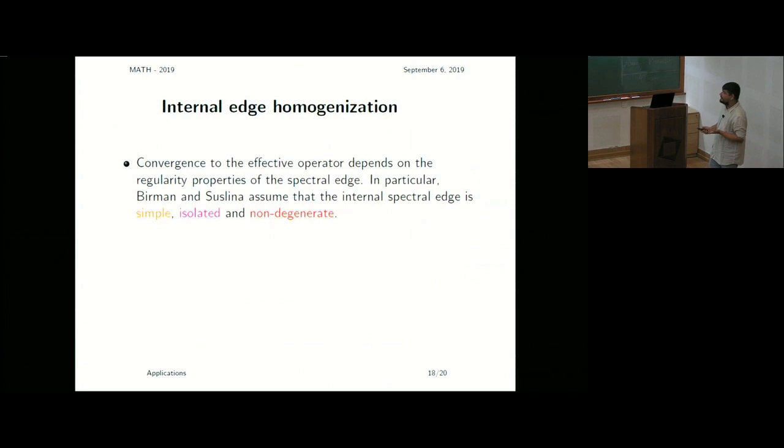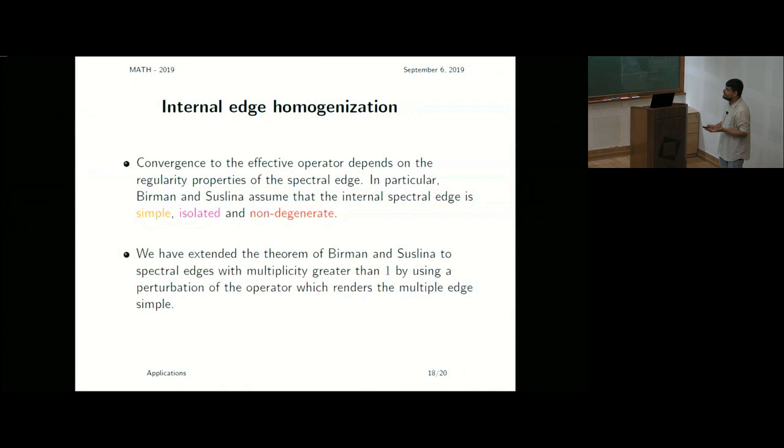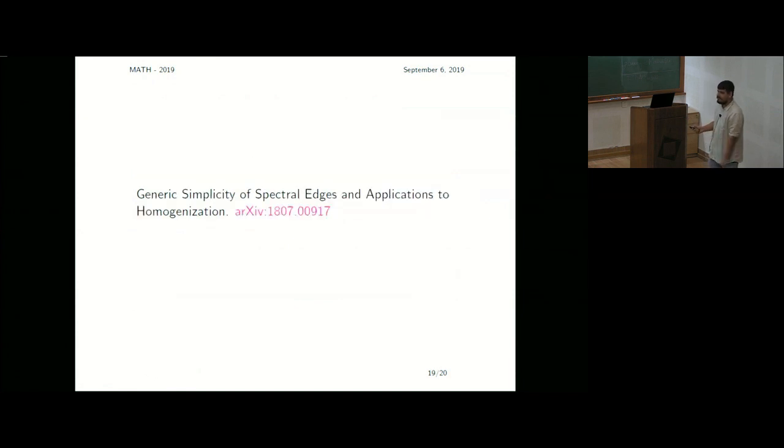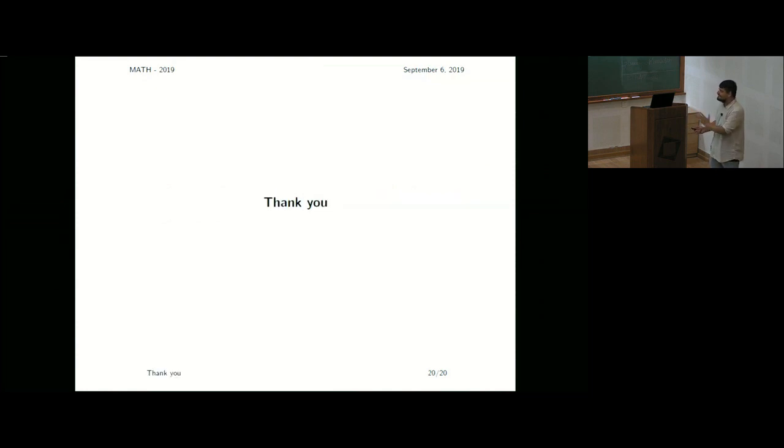In their paper, they have assumed that the internal spectral edge should be simple, isolated, and non-degenerate. And then basically the effective operator picks up contributions from all the points where the spectral edge is attained. In our paper, we have extended this notion for a spectral edge which has multiplicity greater than 1. I have not stated this result in this presentation since it's very complicated, but you can read it on arXiv, or it's also going to appear this year in Asymptotic Analysis. So yeah, thank you.